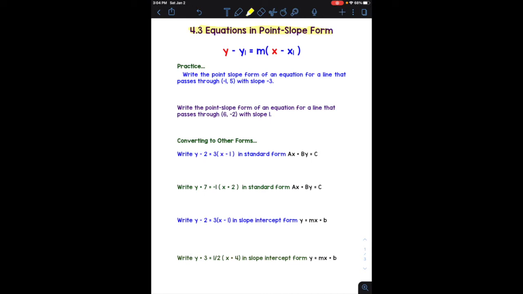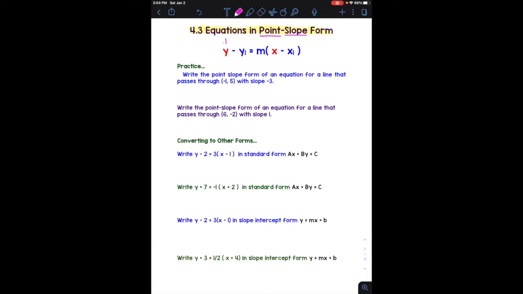There are two things you need to write an equation in point-slope form. That would be a point that the line will pass through on the coordinate plane, and of course, the slope. If you have a point and the slope, point-slope form is the model right below. y minus y1 equals m times x minus x1.